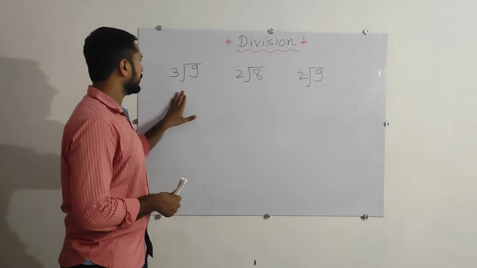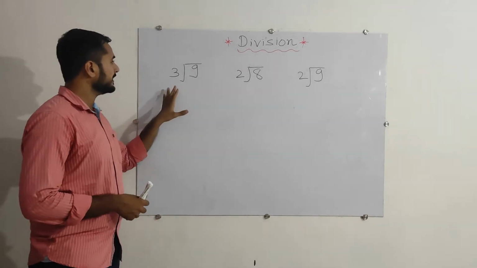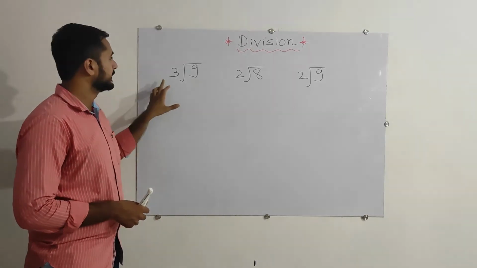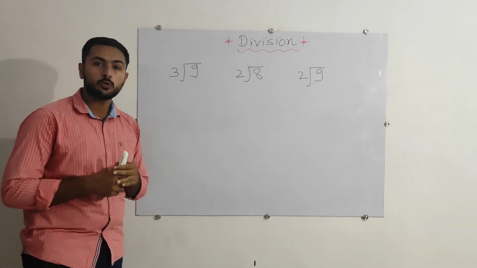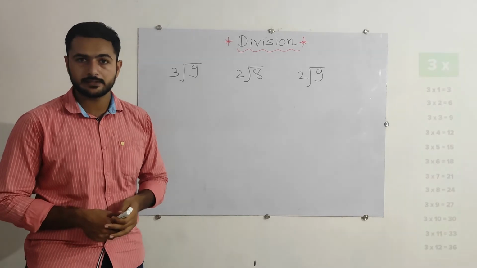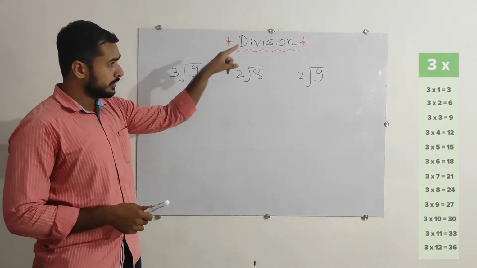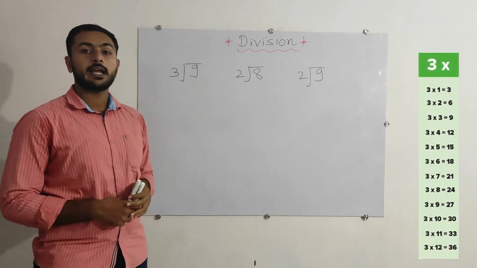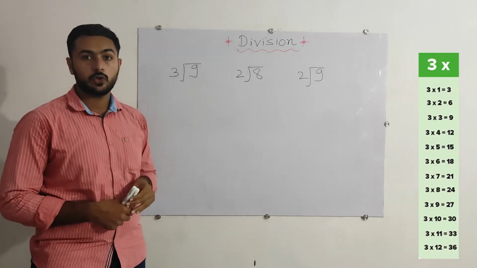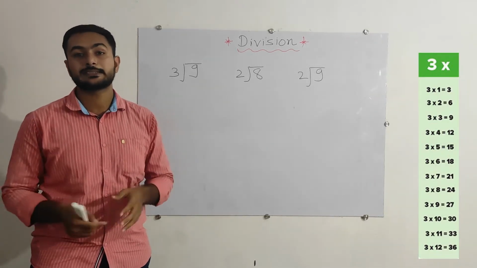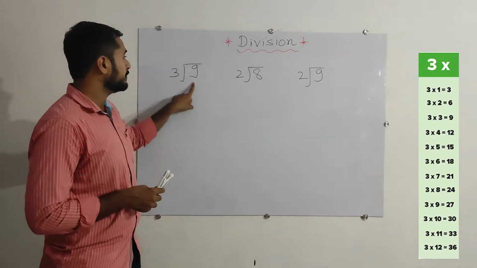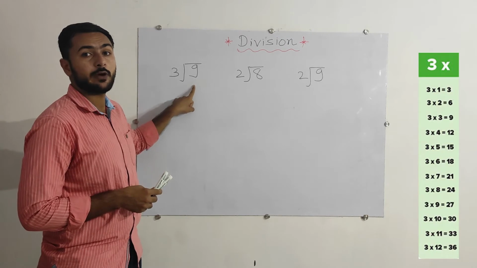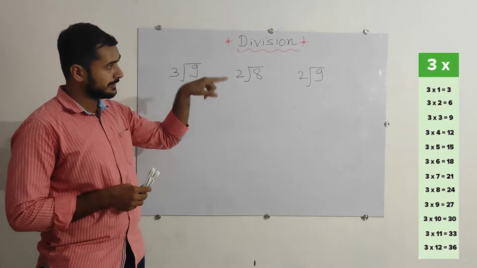Okay, so let's start with the first one. What is the divisor here? Divisor is 3, dividend is 9. So we have to remember the table for the divisor. Divisor is 3, so just notice the table of number 3. 3 ones are 3, 3 twos are 6, 3 threes are 9, 3 fours are 12, like that. But which number are we going to identify? That is 9. So identify 9 over there.